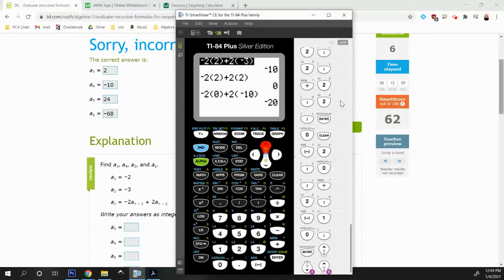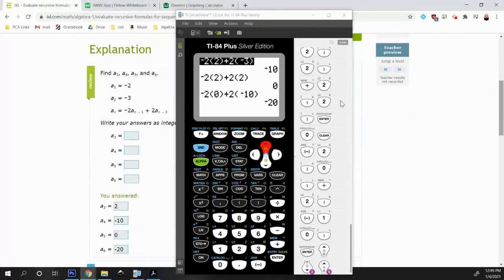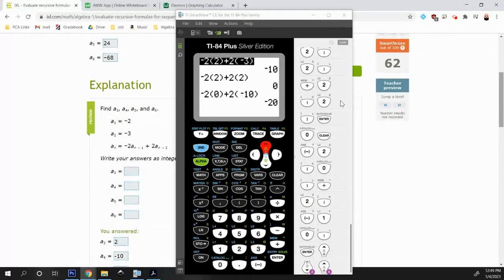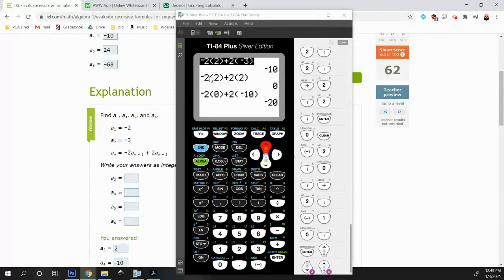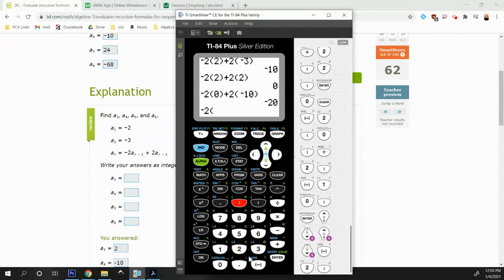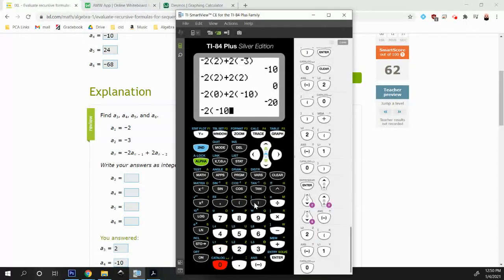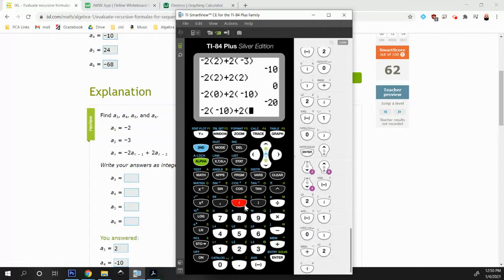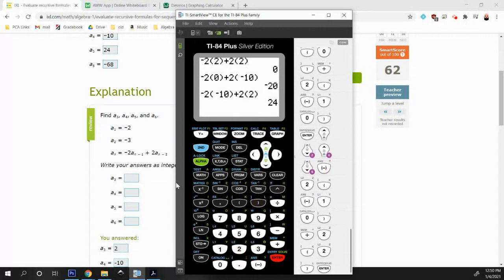So -10 was in the 4th spot. That was fine. Oh, well, you can see right here, this one is the one that should have given me an answer of 24, and I didn't do -10. I stupidly did 2. All right, so let's go back and see if we can fix this. So if I do -2, and then let's put that -10 in there, plus 2 times 2. Oh, look at that. We get 24, which was the correct answer for that one.